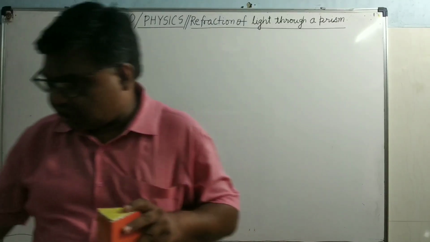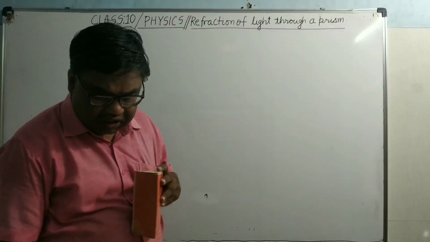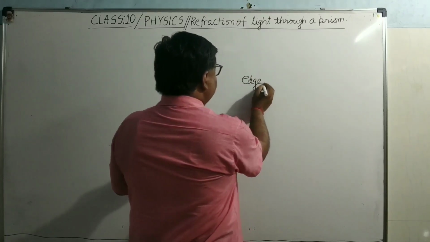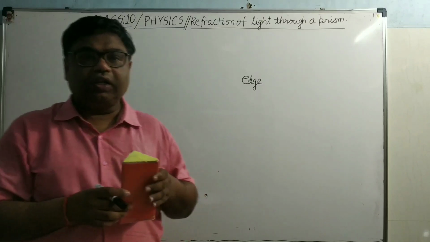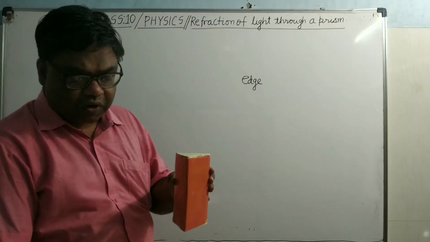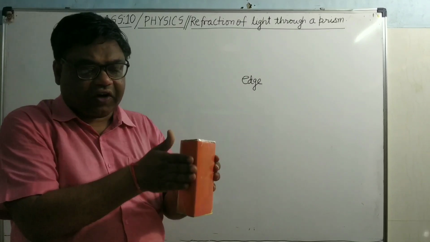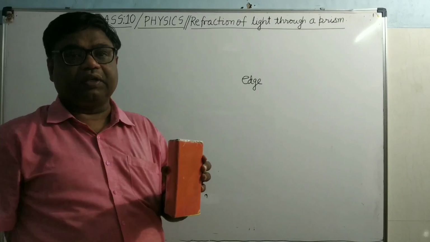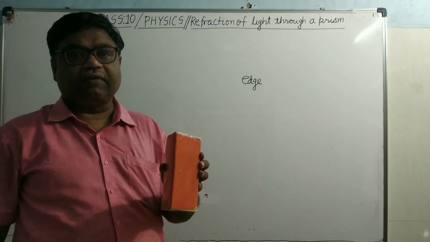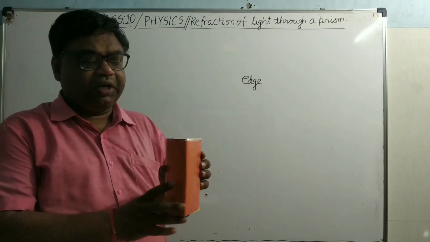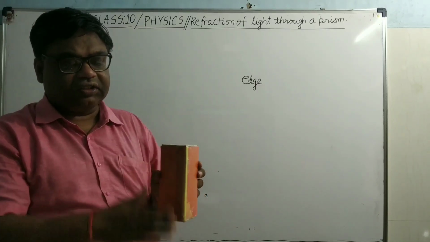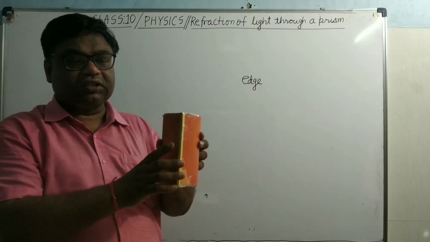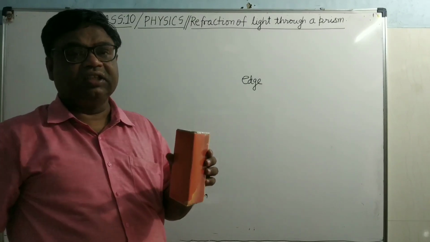The line along which any two refracting faces meet is known as the edge of the prism. Edge of the prism means this line. You can see here, one refracting face is this, another refracting face is this. Both surfaces are meeting along this line, therefore it is the edge of the prism. Similarly here, one refracting face is this, the other is this. They are meeting along this line, so it is also an edge. Then this is the third edge.